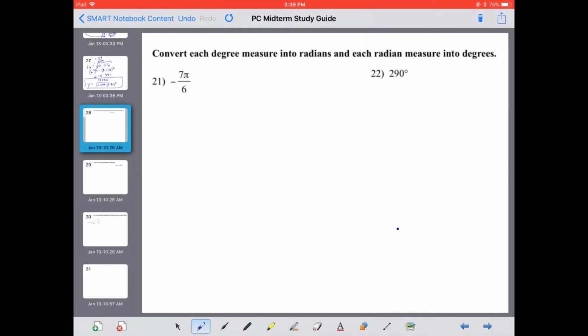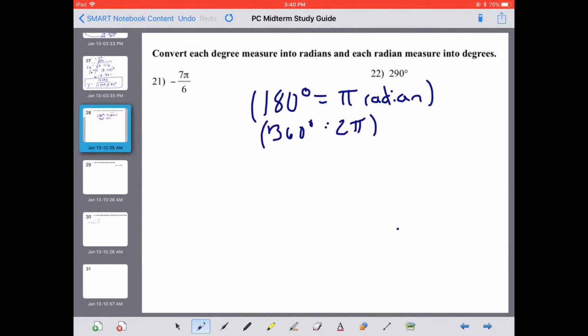Alright, welcome to the last video where we're going to go over everything on the 6th page, starting with number 21. For number 21 and 22, we're converting between radians and degrees. So remember, we need to know our conversion factor, which is 180 degrees equals pi radians. Or we could always say 360 degrees is equal to 2 pi, whichever one you're more comfortable with.